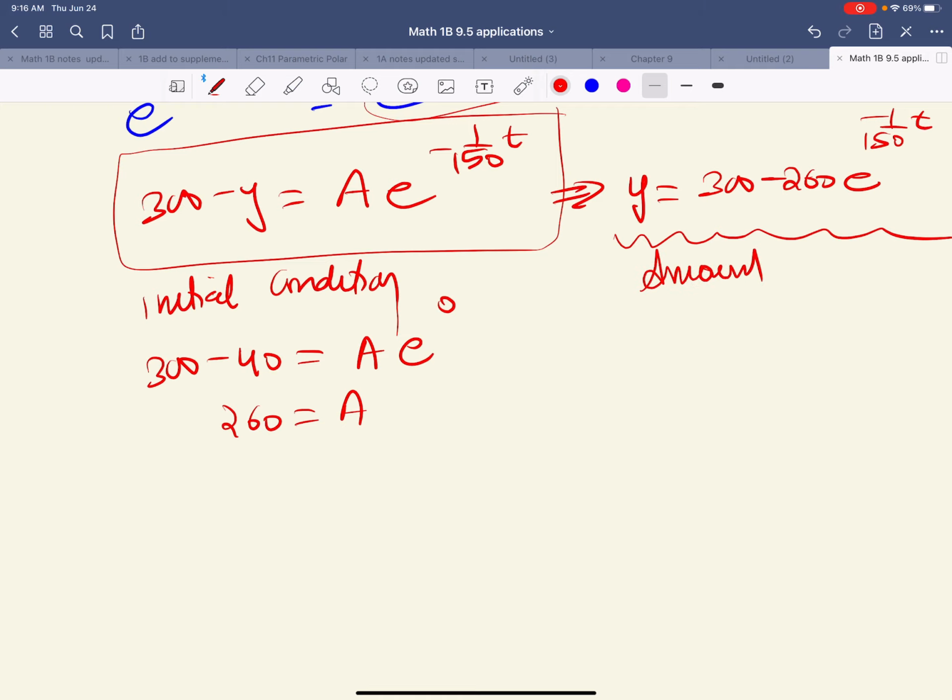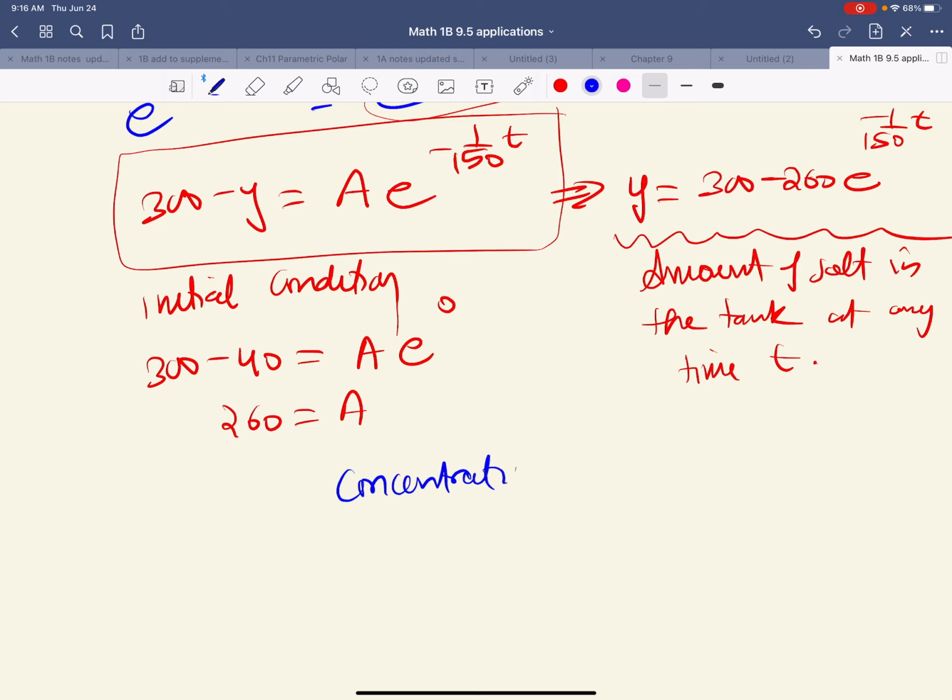Okay, so now, what if we were looking for concentration? What if we wanted to find out the concentration of the solution that's leaving the tank? Concentration is equal to amount of salt over the volume.